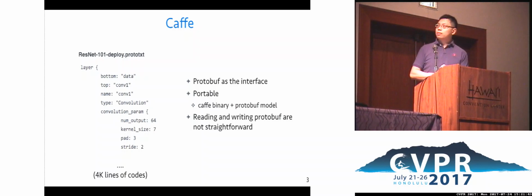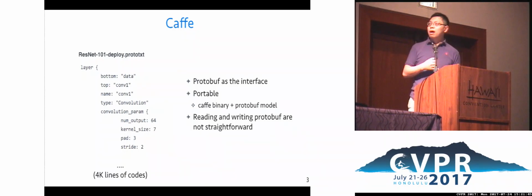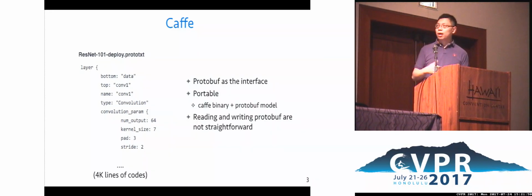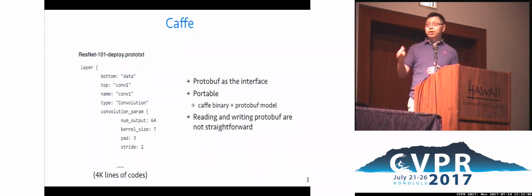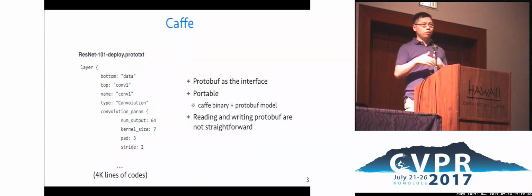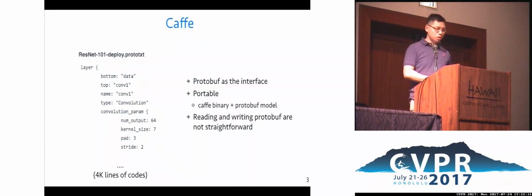But the problem here is that reading and writing protobuf is not very convenient. Even though Caffe has a Python binding, it's still not Python style. This ResNet 101 layer definition is provided by Caffe and actually has 4,000 lines. Definitely it's not written by hand. But if I give you a protobuf and you unfortunately change something, you never know what's going on there.